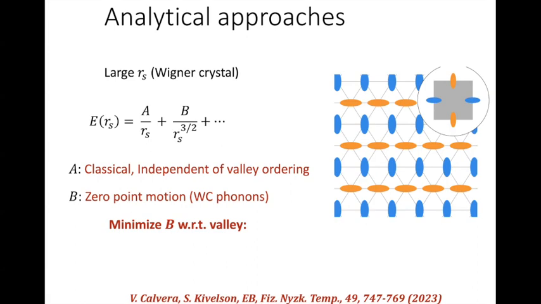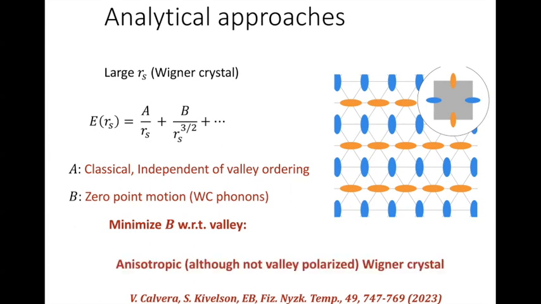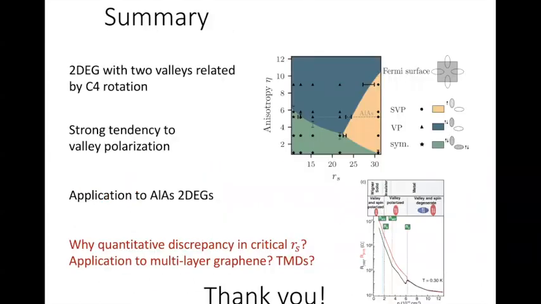It's possible that there's a transition within the Wigner crystal to a valley polarized phase. We don't know. Okay, yeah, so I'm basically done. So I've shown the phase diagram of the two valley electron gas. The two valleys are related by C4 as a function of the anisotropy. The anisotropy turns out to strongly favor valley polarization.